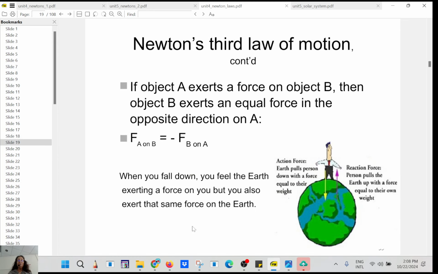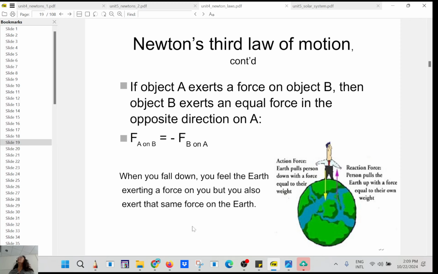So for every push, you have a counter push. For example, I am about, very sadly, I don't know why I keep gaining weight, it makes me very sad. But if I am 170 pounds, that means the earth is pulling me with a force of 170 pounds. If you want to know in Newtons, you divide by 5. So the earth is pulling me with 170 pounds. What am I doing to the earth? I'm pulling back with 170 pounds. I'm pulling the earth. You have this power, right? If you are 150 pounds, good for you.